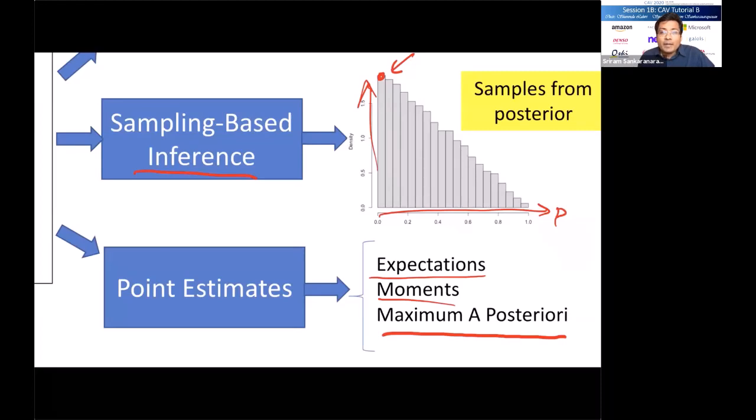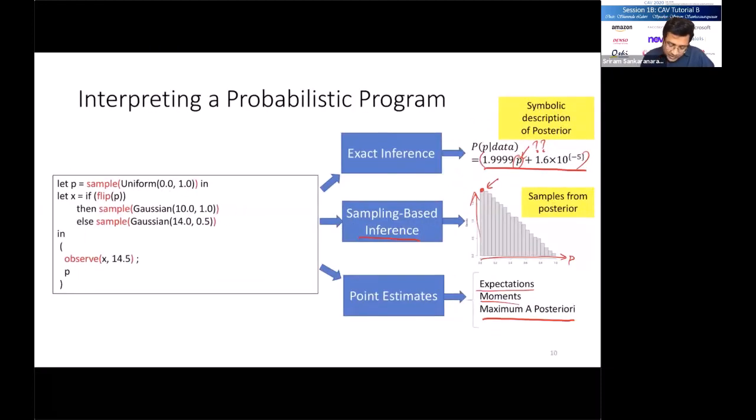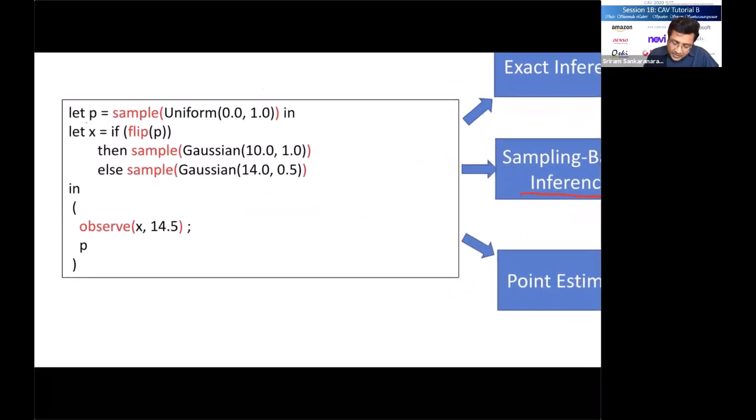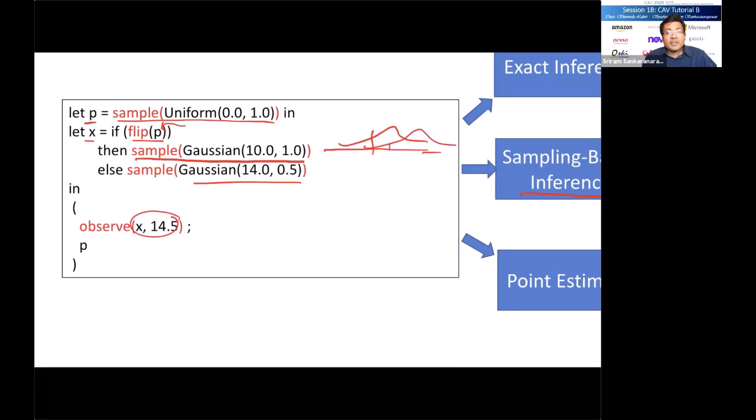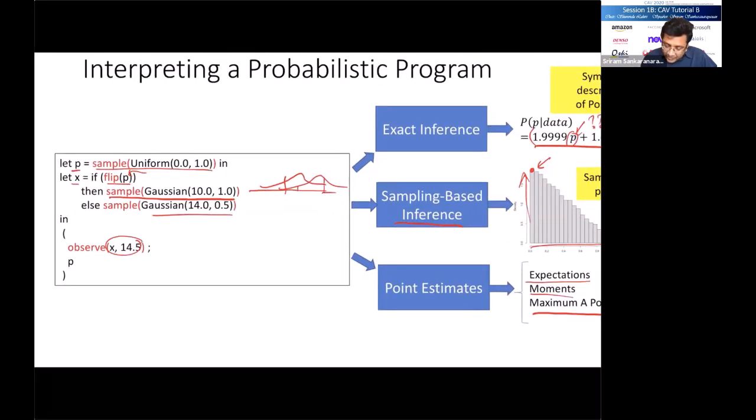Okay. And I think this is correct because look at this program. So let me go into this program. It samples a uniform number between 0 and 1. It flips a coin and it says if this P, whatever I sampled, I flip a coin with that probability. If it comes out true, I sample from a Gaussian which is centered at 10, or I sample from a Gaussian which is centered at 14. All right. And then I observe that X is 14.5. So the way to get 14.5 is much more likely if I sample from this Gaussian here. So it's much more likely that this flip gives rise to false.